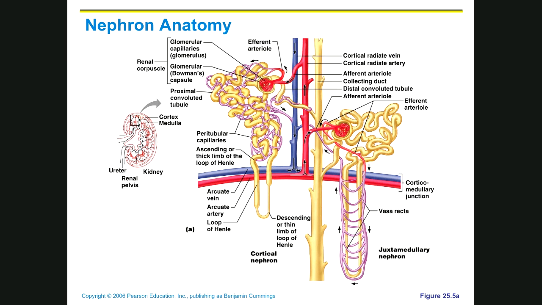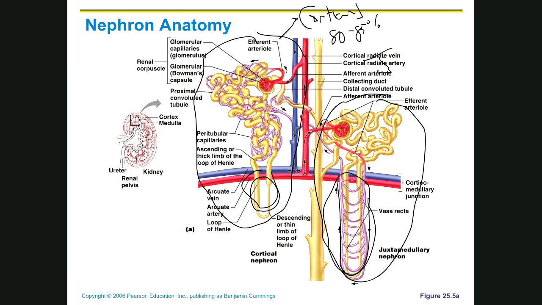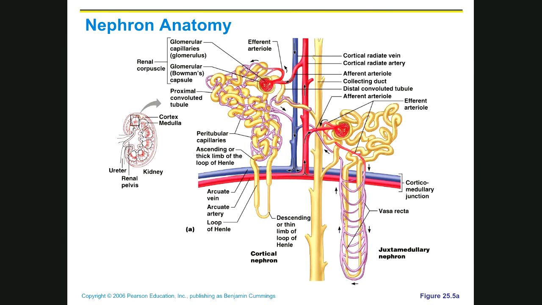Another thing we said was that there are two types of nephrons in the human kidney. There are these which have a short loop of Henle. They're called cortical nephrons. And remember, about 80 to 85% of human nephrons are cortical. And then here, this one has a much longer loop of Henle. These are called juxtamedullary. And so these are many fewer, only about 15% are going to be juxtamedullary. So that's the nephron in review.